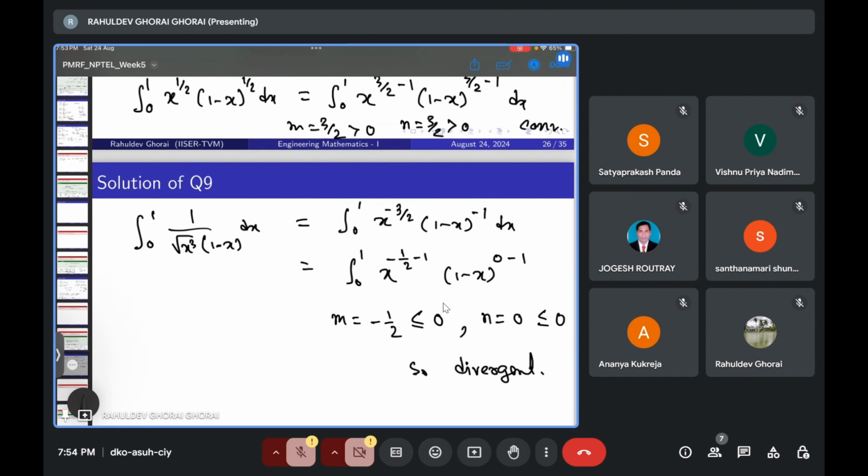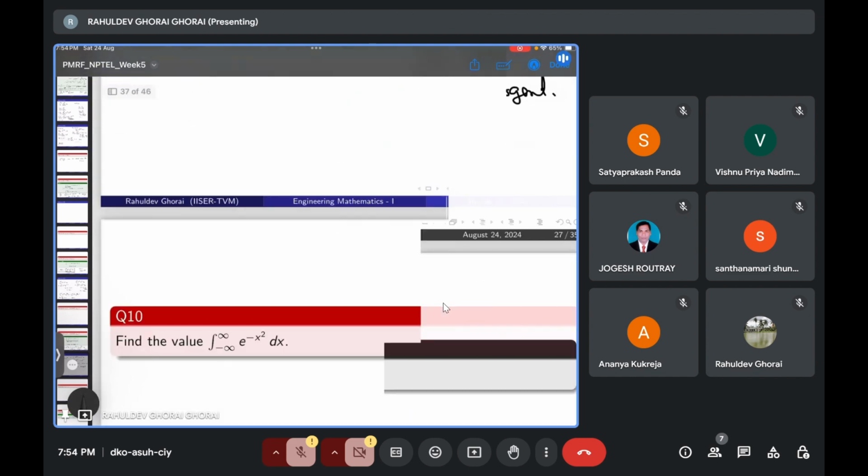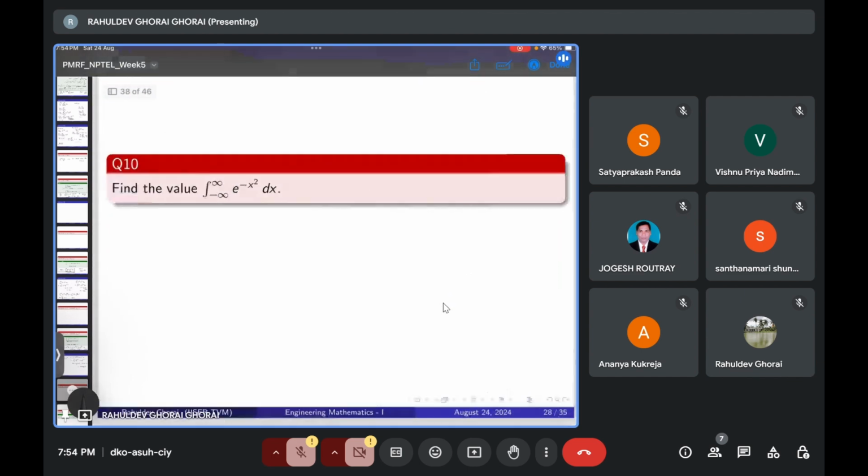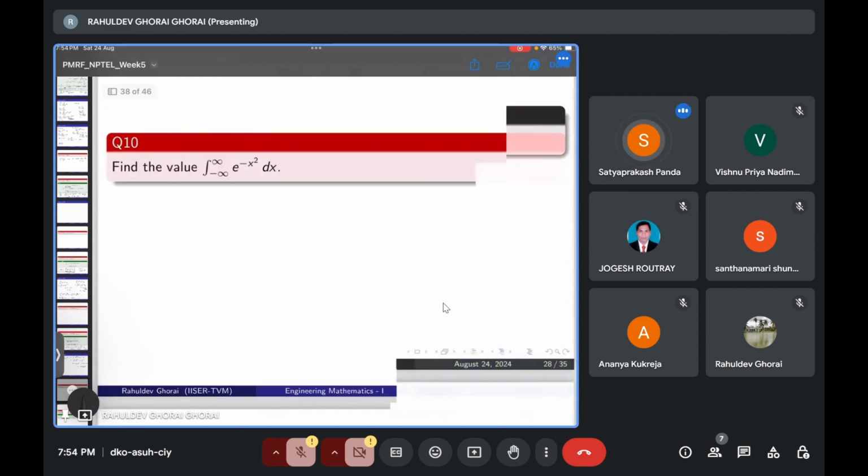If you have some weird type of function, it's difficult to prove convergence or divergence. Use the beta function and say that it's divergent because the m and n values are less than or equal to 0. Right? It's good, right? So any issue up to here? If not, then we continue.